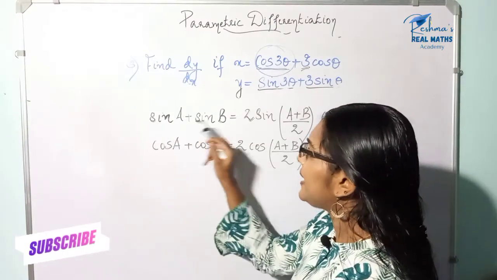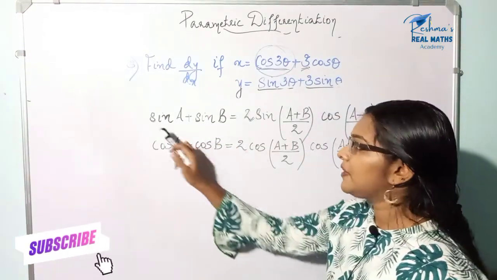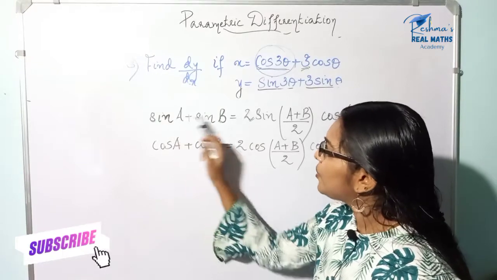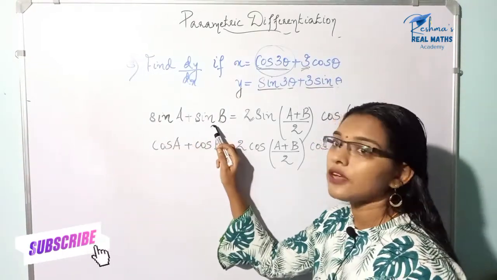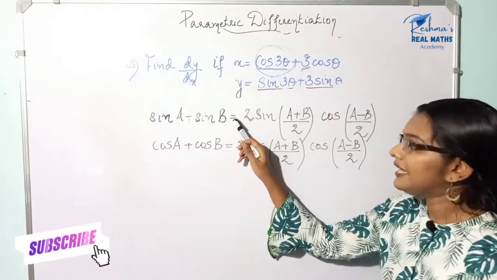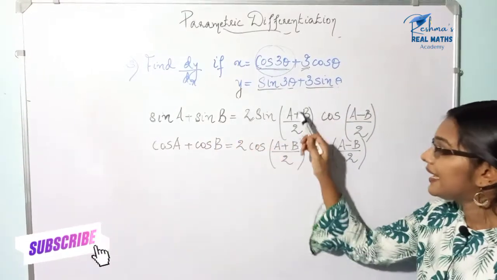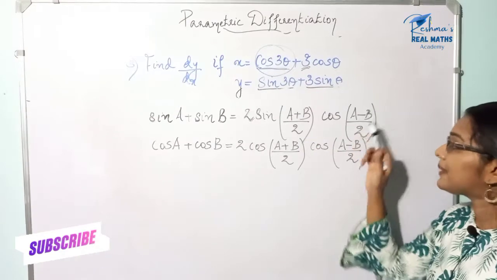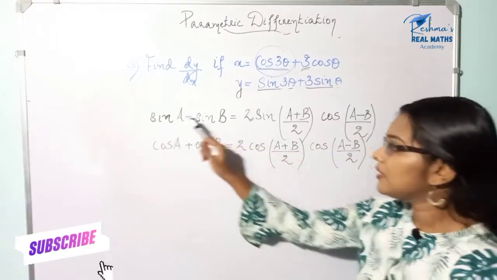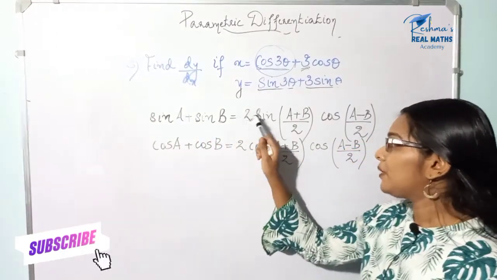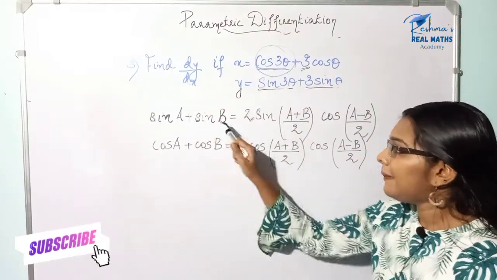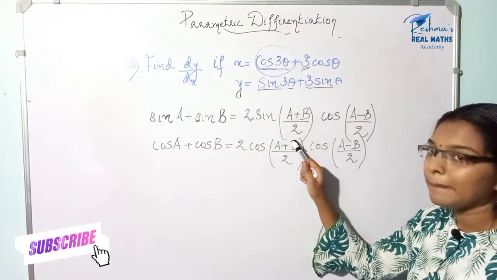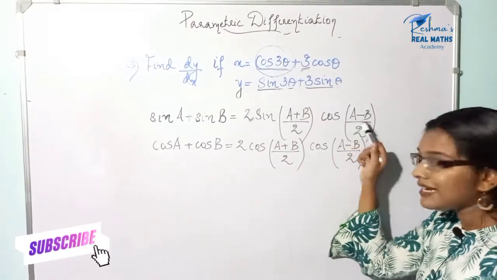See, sin A plus sin B, that is when you have to add 2 different sine functions, sin A plus sin B. So when the question is of this form, what is the formula? Equal to 2 sin (A plus B) by 2 cos (A minus B) by 2. That is sin A plus sin B equal to 2. First you have to multiply by 2, then sin of (A plus B) by 2 cos (A minus B) by 2.